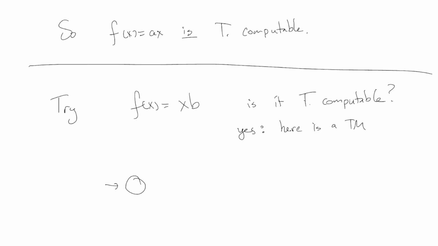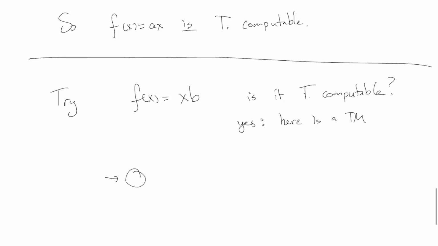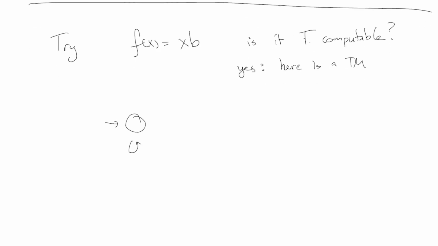Anyone want to just suggest in words how my strategy should be? Here I need to start with a string and put a B on the end. Yeah? Move right until blanks, and then change the blank into a B. Yeah, move all the way to the right until you see a blank. So the way we do that, we already know how to do that. That would be something like this, AAR, BBR, until you see a blank.